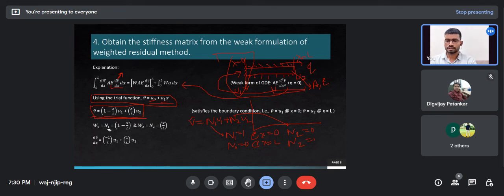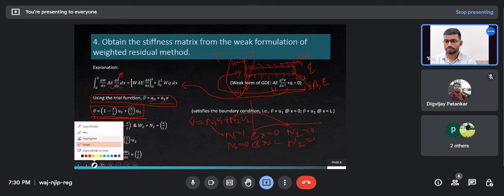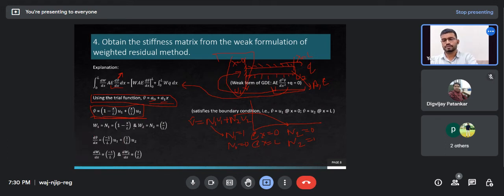So dv cap by dx is nothing but the derivative of this: here the derivative is minus 1 by L, and here it will be 1 by L. In the same way, I have taken the derivative of the shape functions and the weight functions, w1 and w2. So this is the value of dv cap by dx. This is the value of dw1 by dx and dw2 by dx.